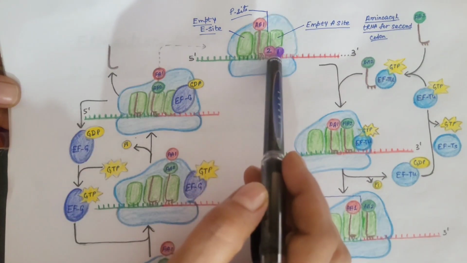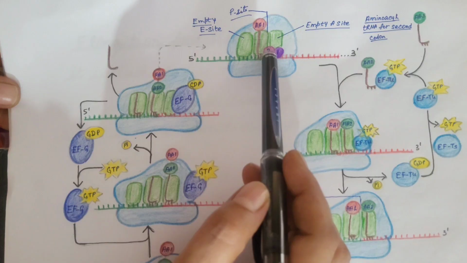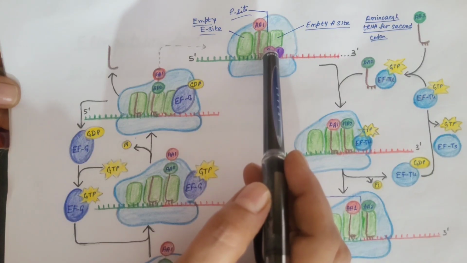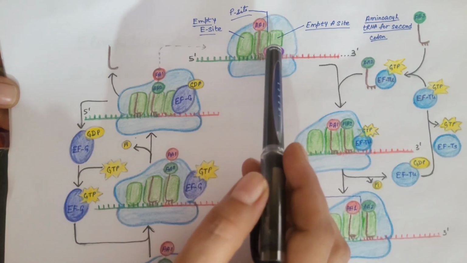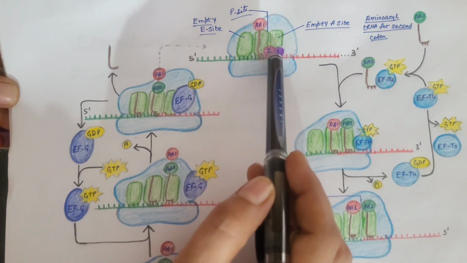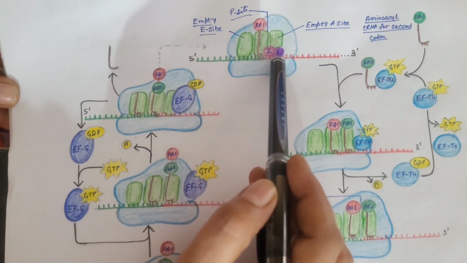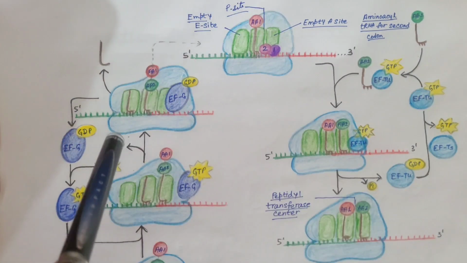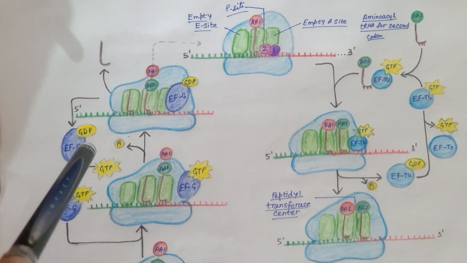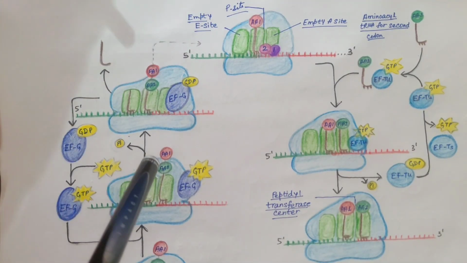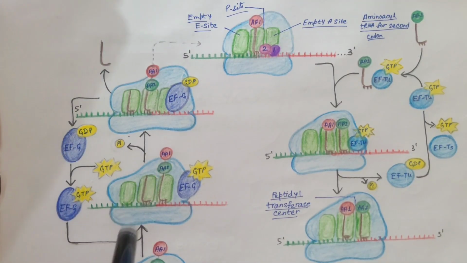Now the A site becomes empty or unoccupied, which then binds with the new aminoacyl transfer RNA depending upon the codon that is present in the A site. So the process continues in a cyclic manner till the entire messenger RNA is read or decoded.